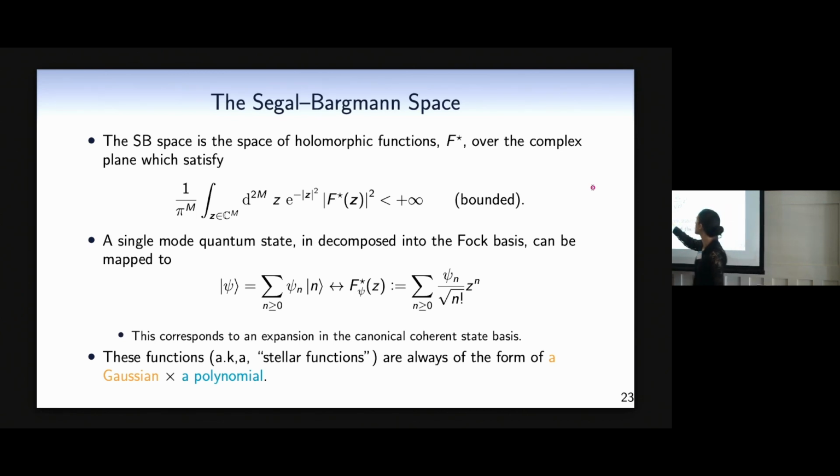More precisely, the Siegel-Bargmann space is the set of all bounded holomorphic functions, bounded with respect to the exponential measure. For a single mode quantum state, you can decompose it into the Fock basis and then represent it exactly as this holomorphic function here, where your coefficients end up over here. All of your finite rank quantum states, just ones that have a finite number of zeros, are always represented as a Gaussian times a polynomial. We're going to call those stellar functions.